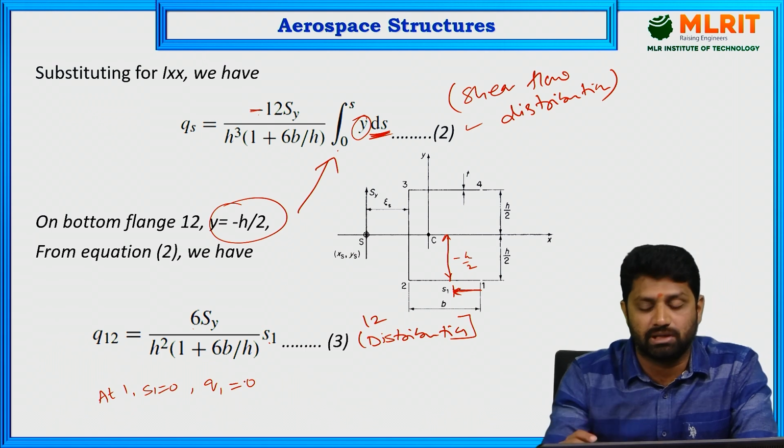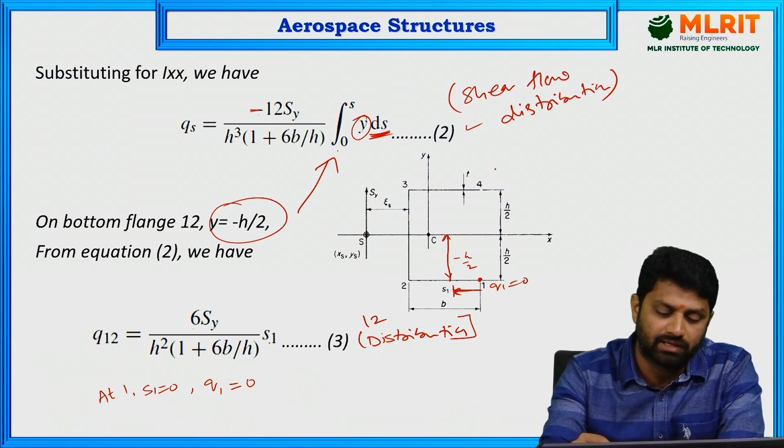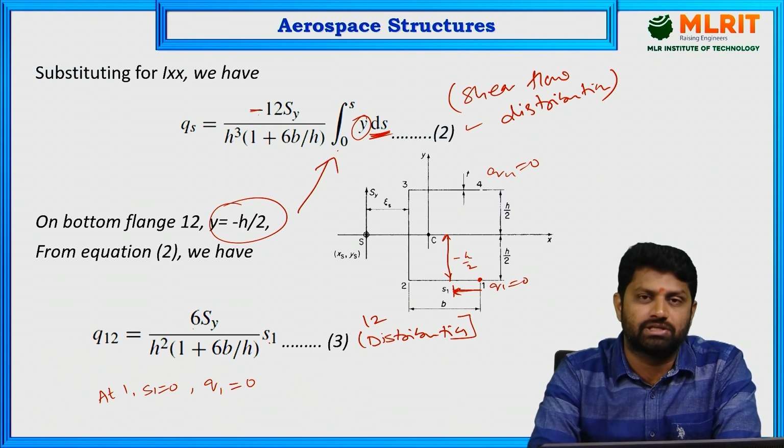So you remember that always for the open section beams, always when the section is open, at that point the shear flow is always 0, Q1. Here also Q4 is 0. Wherever the section is open, at the open section the shear flow is 0.